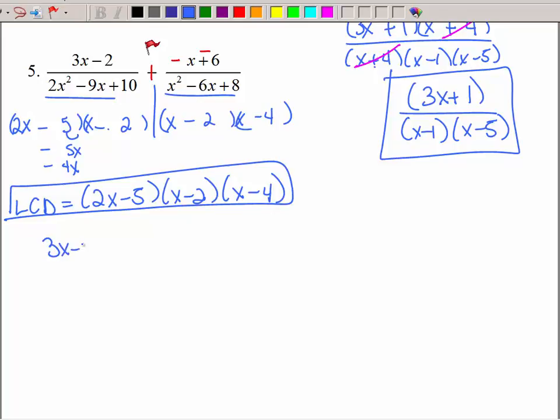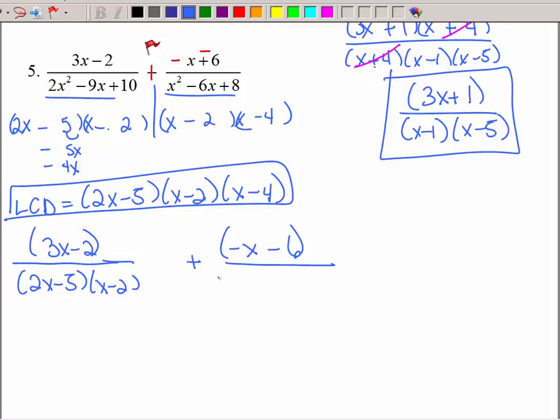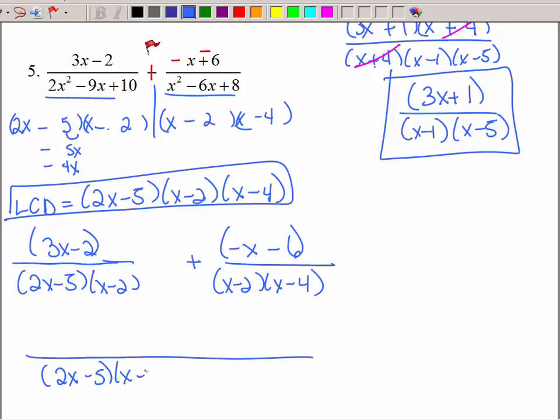We've got 3x minus 2 on top of this denominator. And it's nice to write it in factored form so you can kind of do that comparing. Plus a negative x minus 6. Let's just go ahead and put that all in parentheses. Okay, so we need to rewrite that with a common denominator. So I'm just going to write one big fraction. See if I can make this a little shorter. Not much. I'm not skipping many steps.